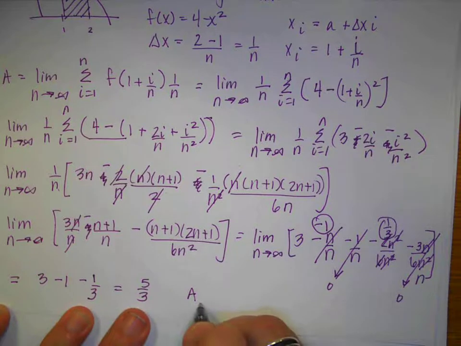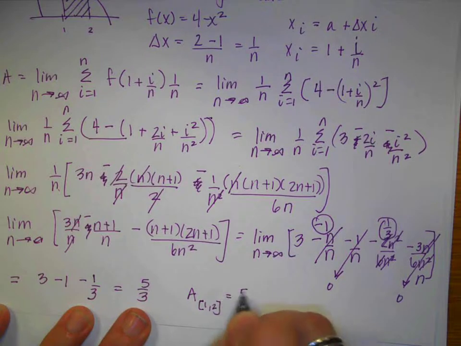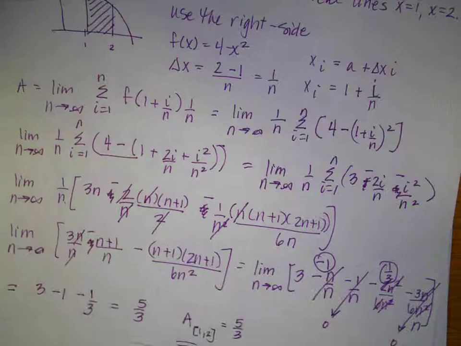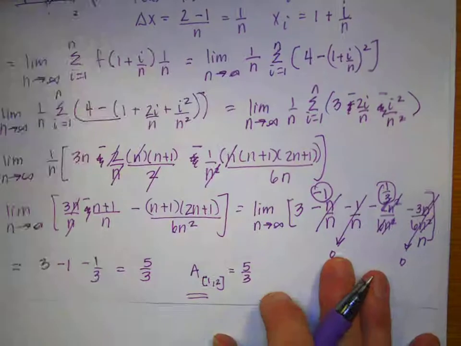So if I go all the way back to the beginning, I would say that the area from 1 to 2 is equal to 5/3. Whew, integrals are so much easier.